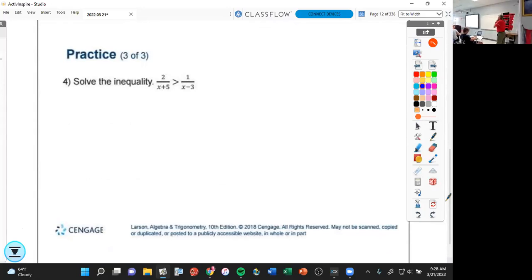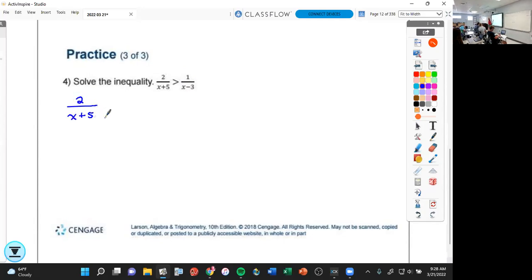Rational inequality. Step number 1. What do I do? Not yet. General form. General form. So how do I put this in general form? Okay. I'm going to subtract this guy from both sides. Perfect. 2 over x plus 5 minus 1 over x minus 3 is greater than 0.